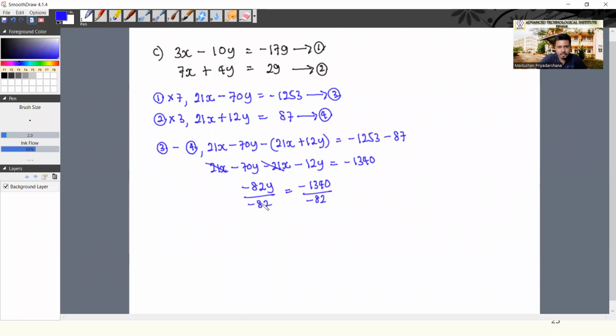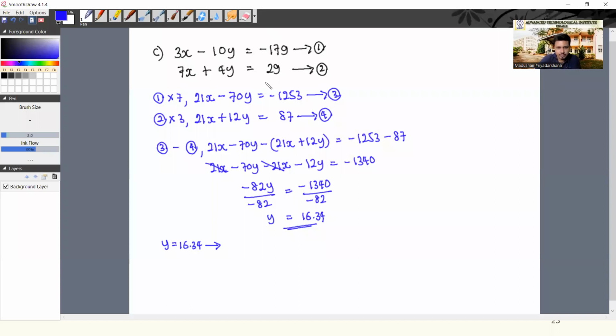So minus 82 and minus 82 cancel. Therefore, y equals 16.34. So the value of y equals 16.34, and we can substitute it into one of these equations. Now we have four options: second, third, fourth. By substituting y equals 16.34 into one of these equations, we can get the value of x.